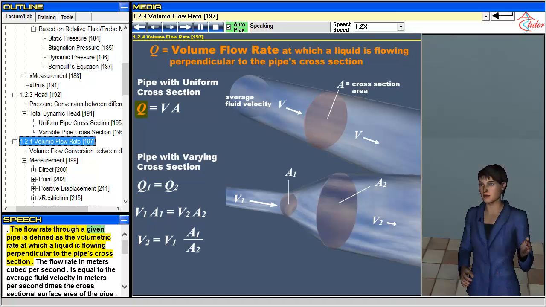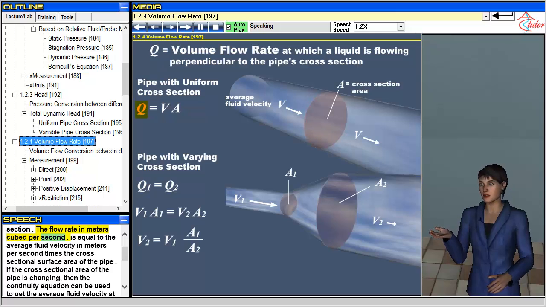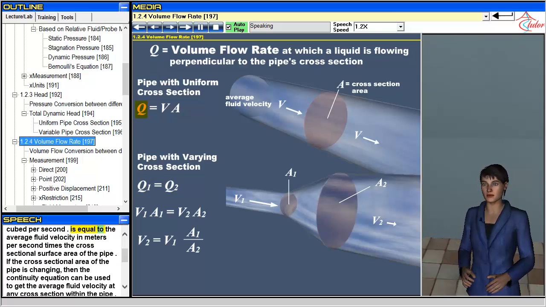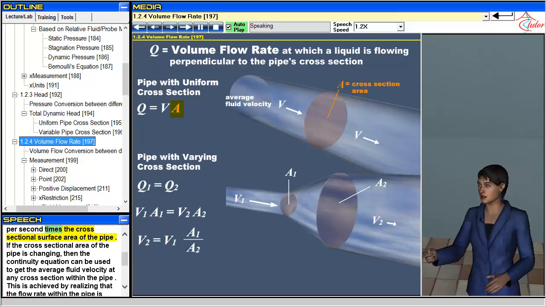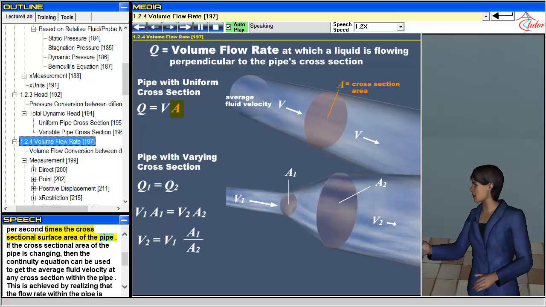The flow rate through a given pipe is defined as the volumetric rate at which a liquid is flowing perpendicular to the pipe's cross-section. The flow rate in meters cubed per second is equal to the average fluid velocity in meters per second times the cross-sectional surface area of the pipe.